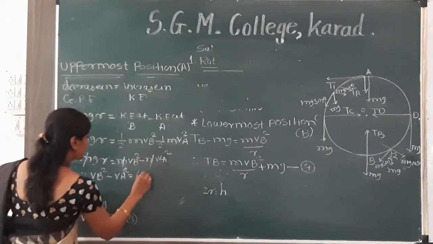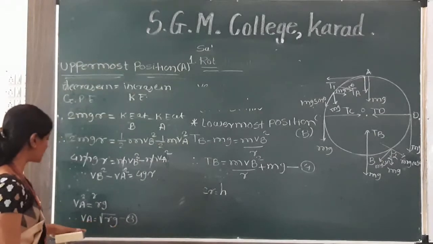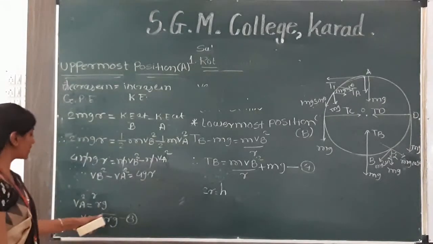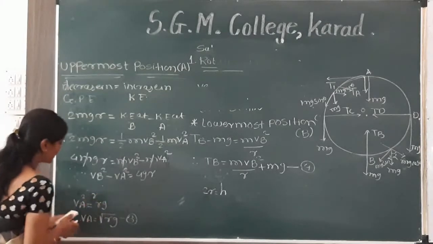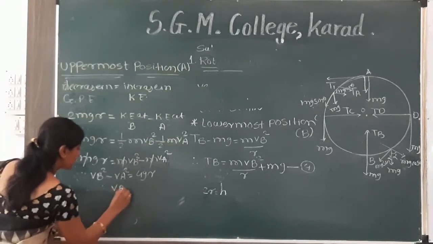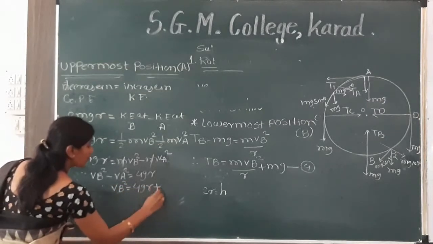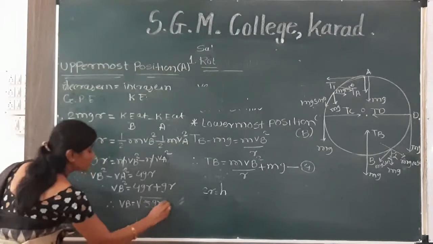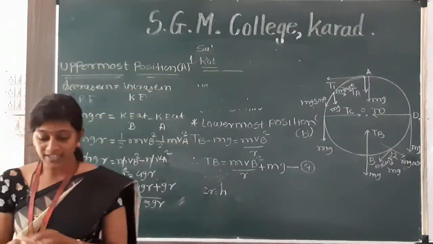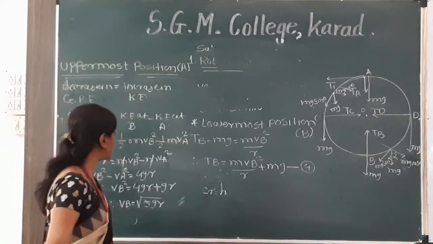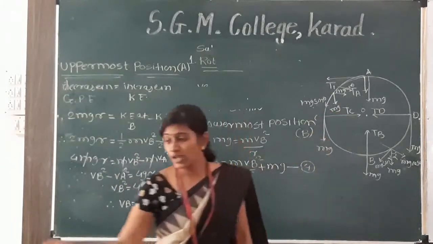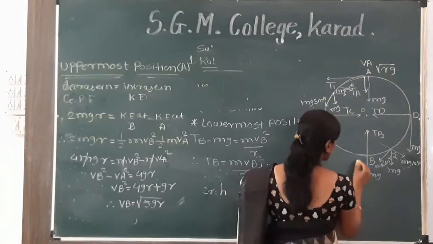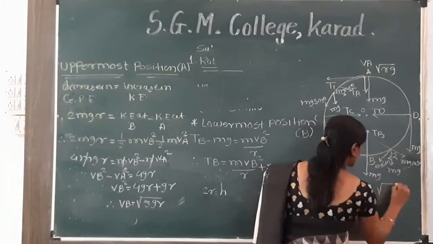But if we observe equation number 3, we already have the value of Va. Va is equal to the square root of rg, so Va square is equal to rg. By putting this value, we finally get Vb square is equal to 4gr plus gr, and finally Vb is equal to the square root of 5gr. This is the velocity of the bob at the lowermost position. Already we found the velocity of the bob at the uppermost position, it is the square root of rg.